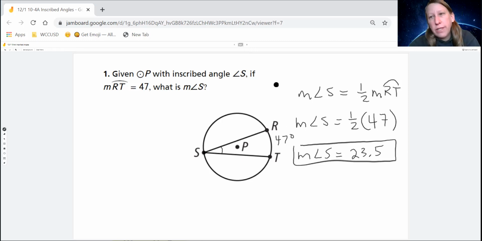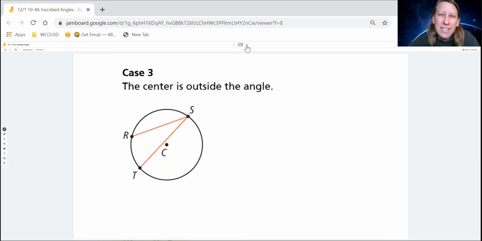And this is a really nice way to show work for this type of problem. This is showing the relationship. This is plugging in the numbers, and there's your final answer in a beautiful box. All right, last type. Does this work for this one?